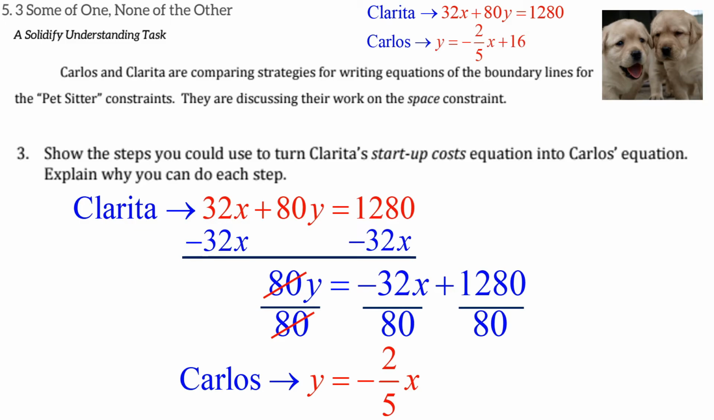Let's punch that out on our calculator. 1,280 divided by 80, and we have our 16. And there's Carlos's y-intercept right there, 16. All right, so we just converted Clarita's equation of the boundary line that was in standard form to Carlos's equation, which is in slope-intercept form. So these are different forms of the same line.